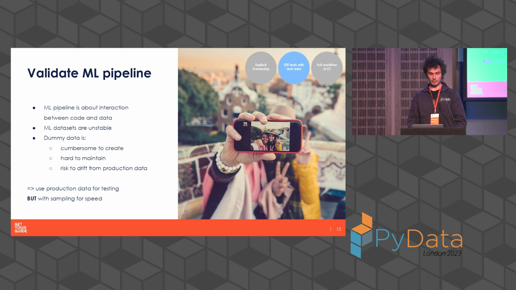So to validate our pipeline, we first tried to create some dummy data that you can validate, but we kind of moved away from it because of the following reason. First, it's kind of cumbersome to create a machine learning pipeline with many data sources, and usually data products have many data sources.